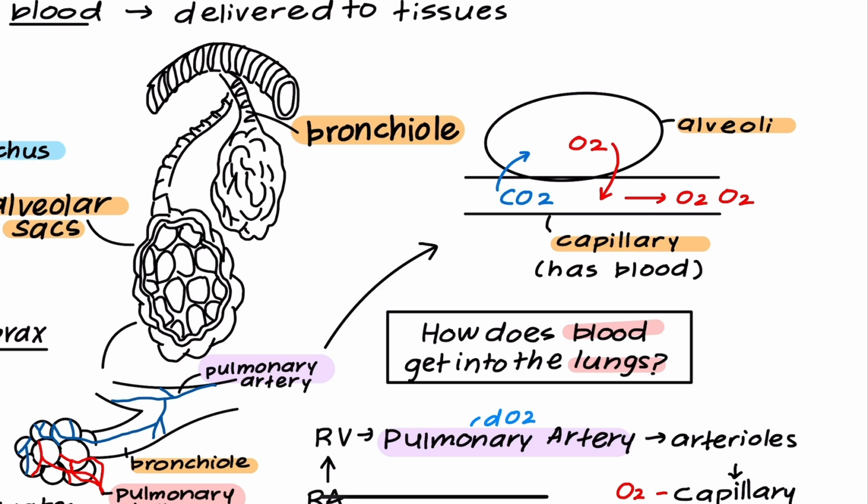At the same time, carbon dioxide pressure is higher in the blood than in the alveolus. So carbon dioxide diffuses the opposite way, from the capillary into the alveolus to be exhaled. No energy is needed for this. The movement is driven purely by pressure gradients. And that simple swap, oxygen in, carbon dioxide out, is what keeps every cell in your body alive.